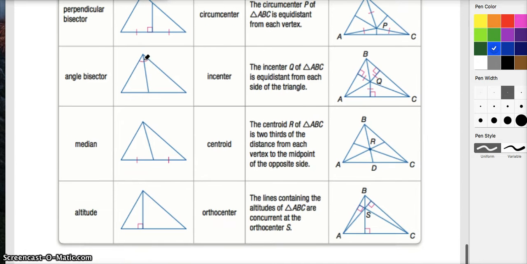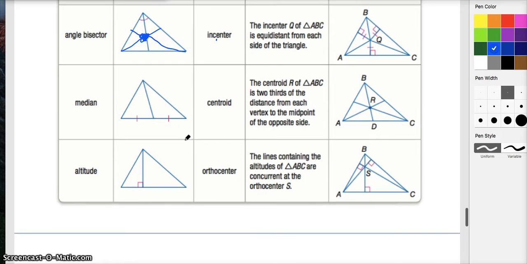Angle bisector: an angle bisector cuts each angle in half, and I would do that here as well and here as well. When I do that, they meet at a common point. It's called the incenter. The incenter has the characteristic that the distance from that point is equidistant from each side of the triangle. The median, I know it's all confusing, but try to hold on to these. The median goes from the vertex to the center of one of the opposite sides.